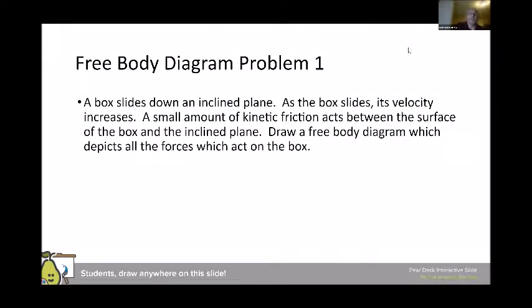All right, first question we're going to do is this one. We know that there's going to be at least one free body diagram question on the exam. There always is. Usually there's multiple ones. Oftentimes there are going to be questions on an inclined plane, like this one is. So it says a box slides down an inclined plane. As the box slides, its velocity increases. A small amount of friction, kinetic friction, acts between the surface of the box and the inclined plane. Draw a free body diagram which depicts all the forces which act on the box.